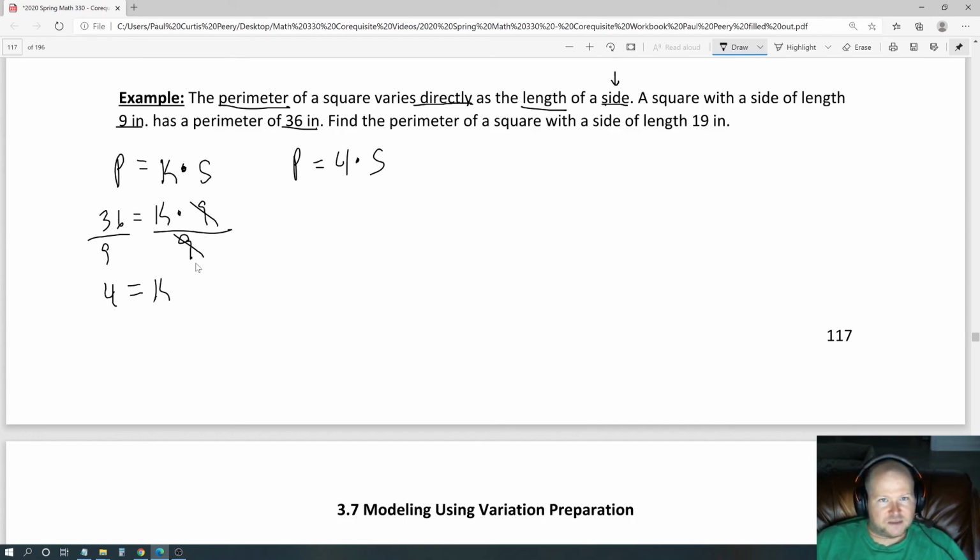Next, they give us some more new information. They say, find the perimeter of a square with a side length of 19 inches. So I say p is equal to 4 times 19, where p is equal to 76, just like that.